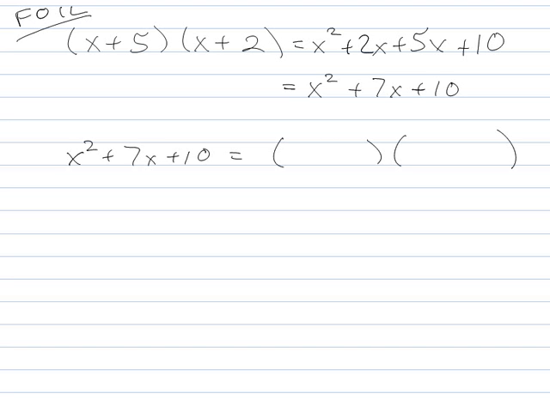So when I'm looking at this example here, you can see this is the term I get from the first, this is the term I get from the last, and this is the term I get from the O and I, right? From the outer and the inner. So what I want to know is, first, what can I multiply to get x squared?